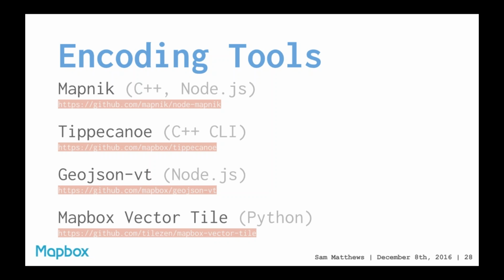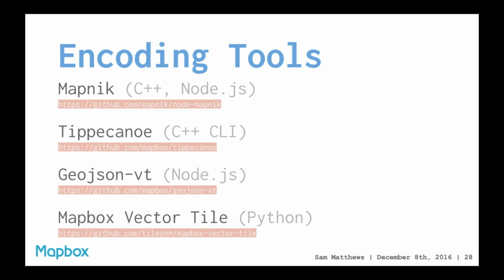Tippecanoe is another command line utility that is developed at Mapbox, but it's specifically for ingesting GeoJSON files, really, really big GeoJSON files, and actually spits out an MBTiles file, which is basically a big collection of vector tiles. GeoJSON VT is a pure JavaScript Node.js library that takes GeoJSON and encodes it into vector tiles. This is actually part of the guts of Mapbox GL.js. So I recommend taking a look at that.